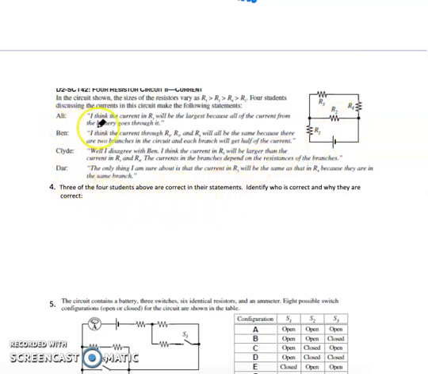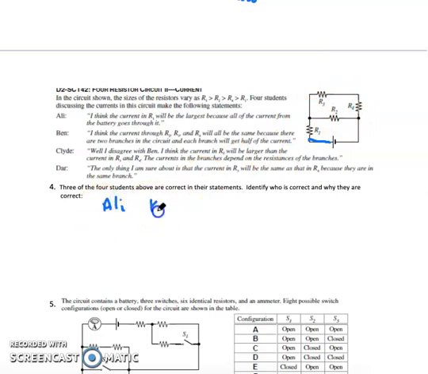So let's take a look at Ali. He says, I think the current in R1 will be the largest because all the current from the battery goes through it. That's absolutely correct, right? So if we got current coming out of the battery, it doesn't split when it goes in R1, so it gets all the current. These guys are going to get a fraction of the current because of the junction there. So Ali is correct.